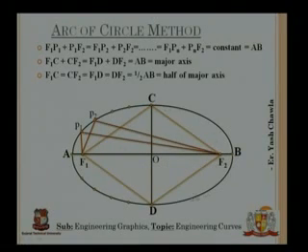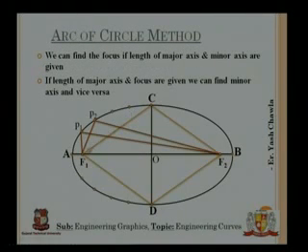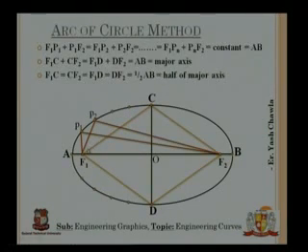If I take any point on the ellipse, say I'll take this point as Pn, then this is F1 to Pn, then Pn to F2, the total length. If I add it up, I'll get it equal to AB, and this will always be equal to P1F1 plus P1F2.